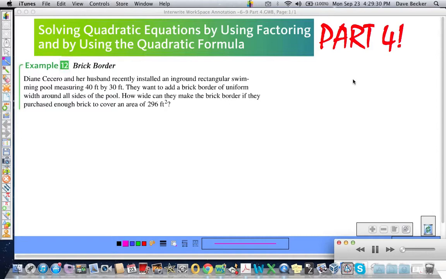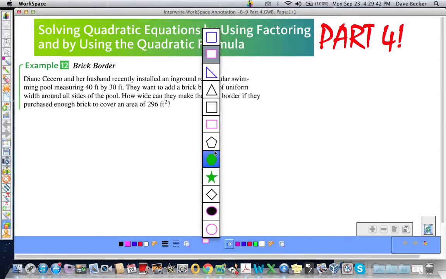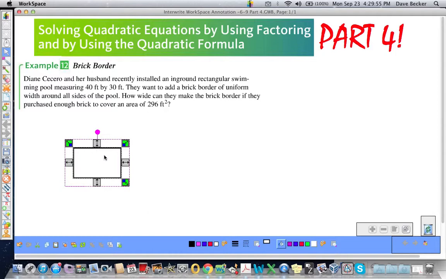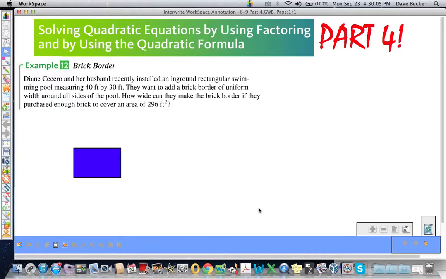Okay, so Diane Cicero and her husband recently installed an in-ground rectangular swimming pool measuring 40 feet by 30 feet. So the first thing we are going to do, boys and girls, is we are going to draw a swimming pool. How about that? So here's the swimming pool, rectangular, and just for kicks, let's put some water in it. Oh, didn't mean to do that. Just for kicks, let's put some water in it. Bam, okay, I feel better.